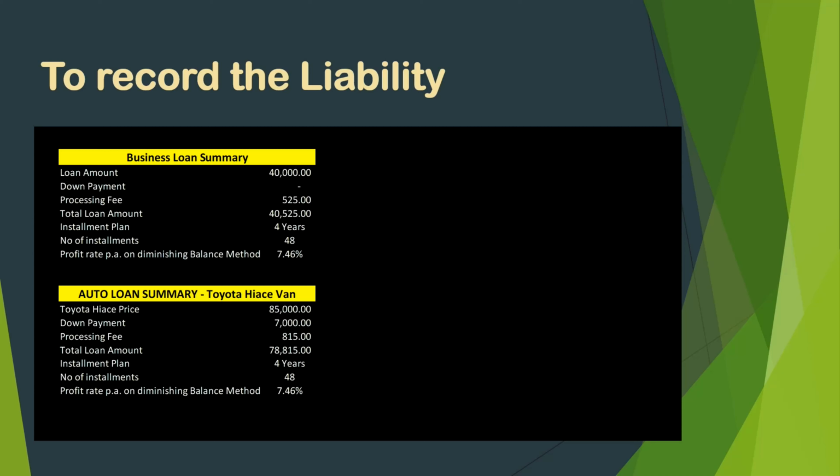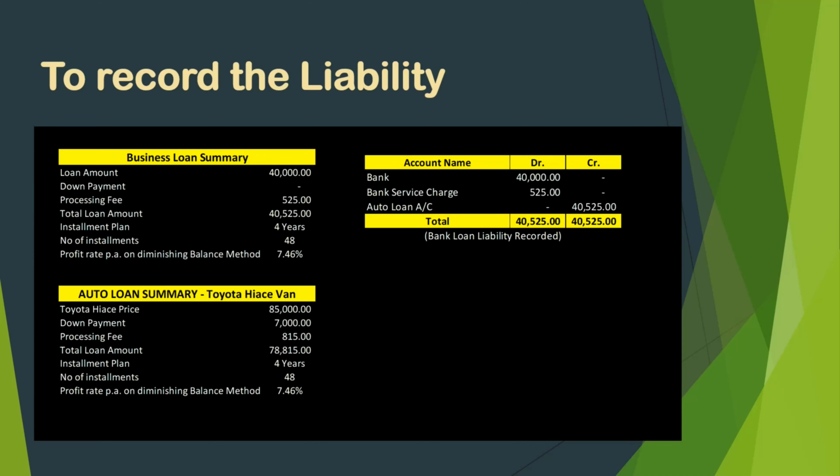So now we need to record the loan. What entry will we pass for the business finance? We took 40,000, so we will debit our bank account with 40,000, and the bank service charges with 525. And then auto loan, sorry, this is by mistake, this is not the auto loan, this is the business loan. So you can write here business loan account, you can correct this. 40,525, you will give credit. So bank will be debit, bank service charges will be debit, and the total of this you will give credit to the business loan.